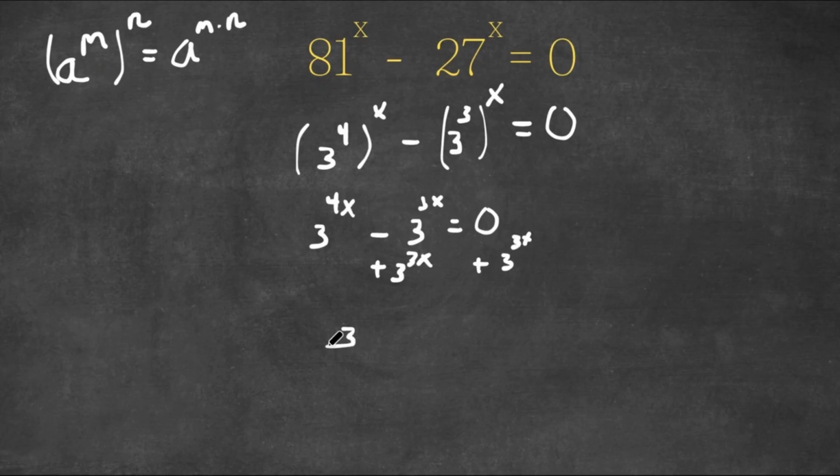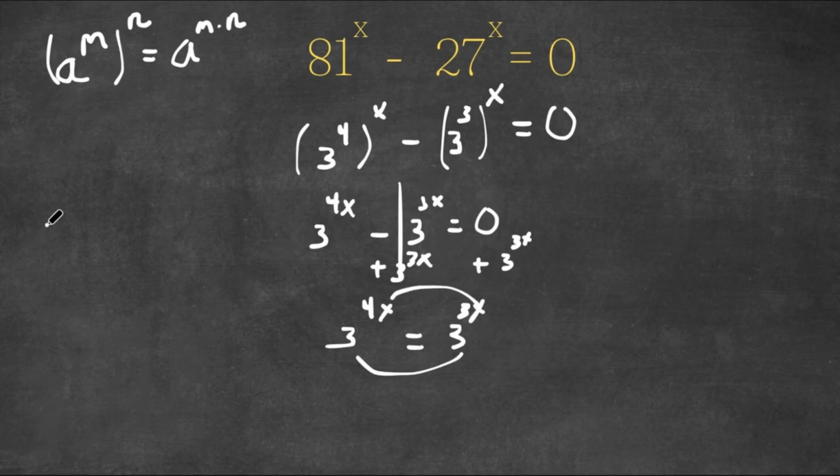So now we get 3 to the power of 4x. These two cancel out. Equals 3 to the power of 3x. Now, because these two bases are the same, this also means that the exponents are the same as well. Because if we have a to the power of b equals a to the power of c, this means that b is equal to c.